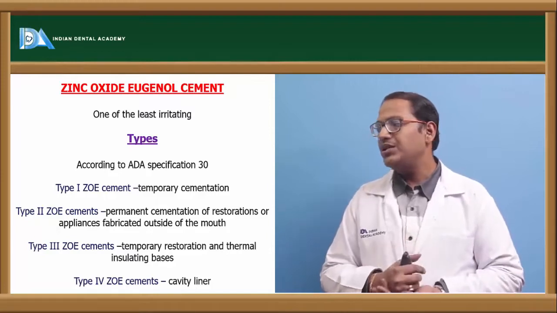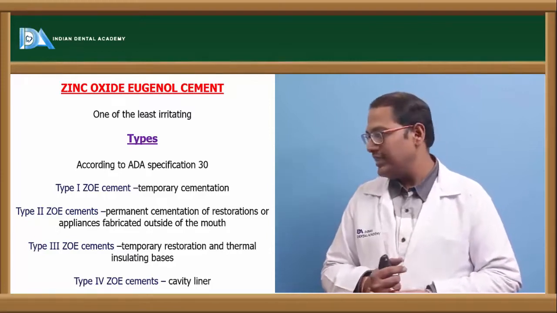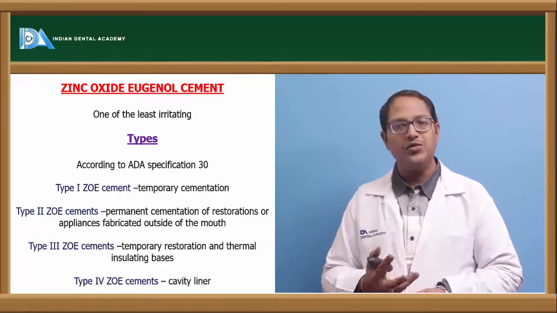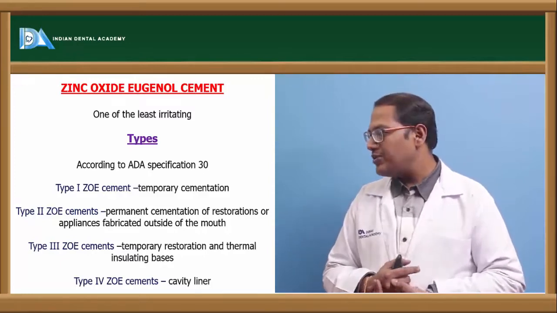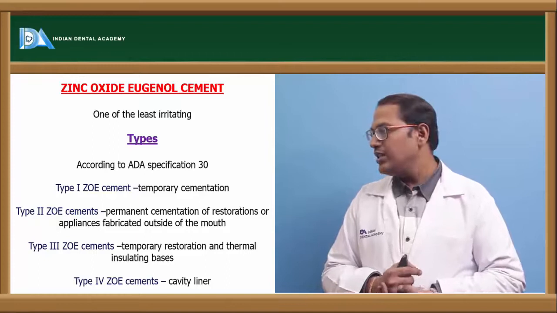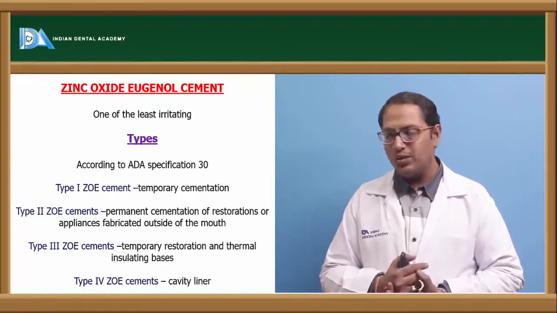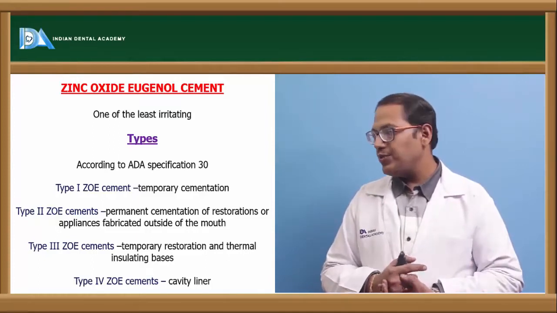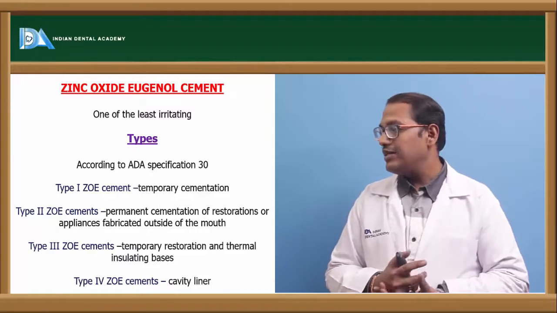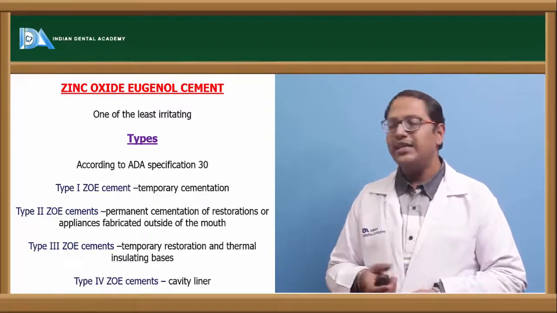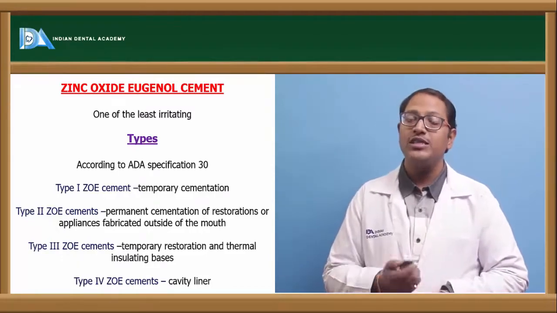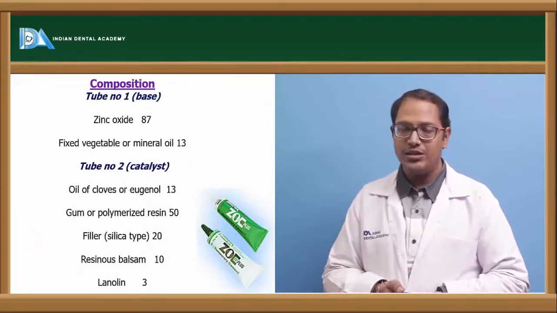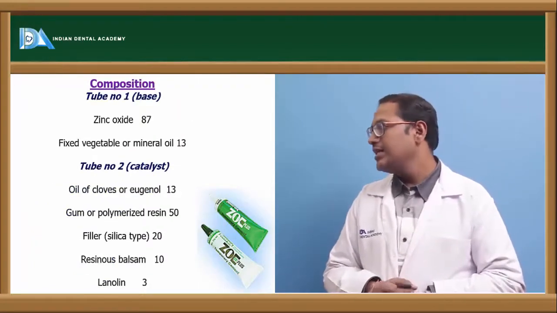So types according to ADA specification number 30: type 1 is used for temporary cementation, type 2 is used for permanent cementation or applications outside the mouth as well. Type 3 is for temporary restoration and thermal insulating bases. Type 4 zinc oxide eugenol is used as cavity liners for endodontic and conservative procedures.